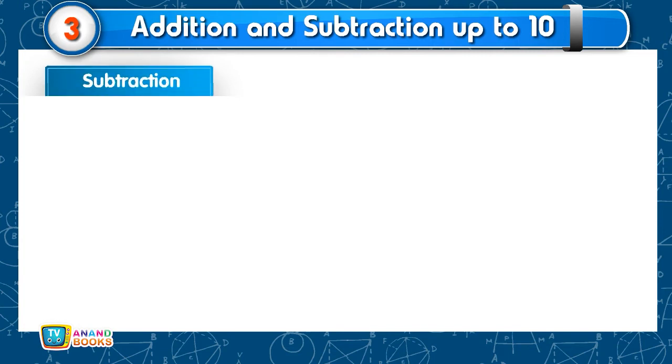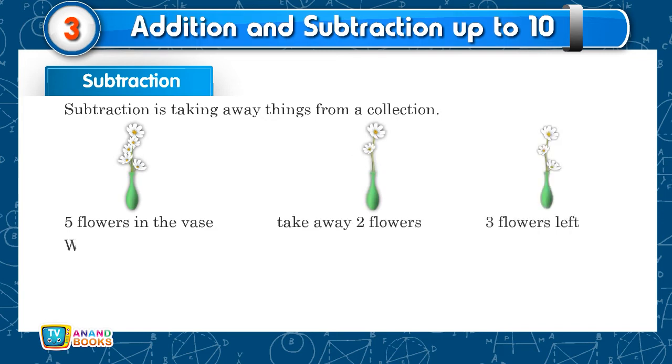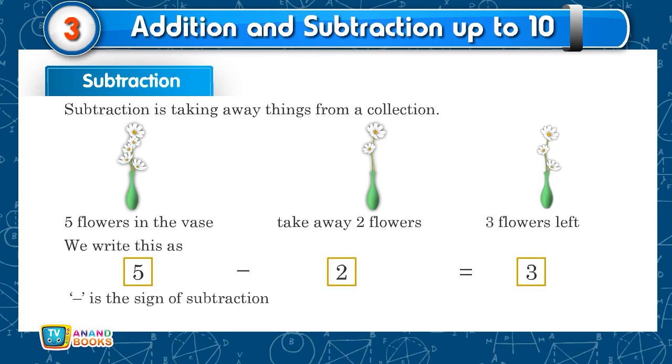Subtraction. Subtraction is taking away things from a collection. 5 flowers in the vase. Take away 2 flowers. 3 flowers left. We write this as 5 minus 2 is equal to 3. This is the sign of subtraction called minus. 5 minus 2 is equal to 3 is read as 5 minus 2 is equal to 3.